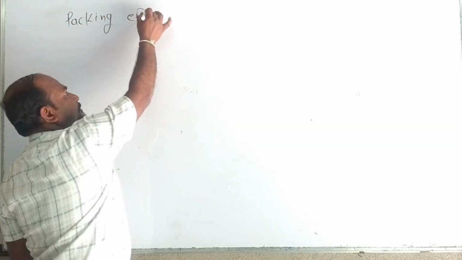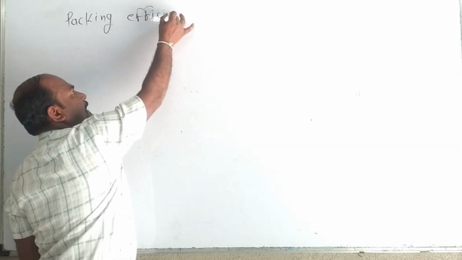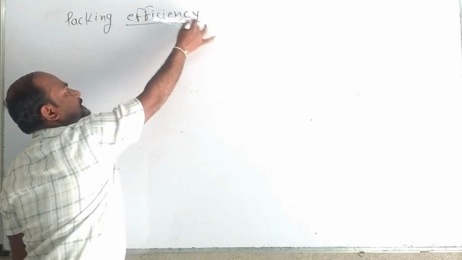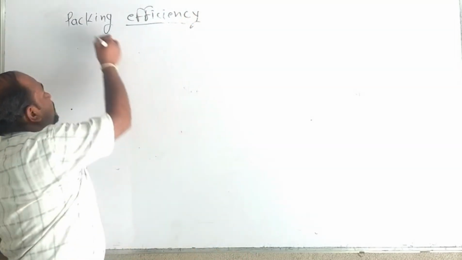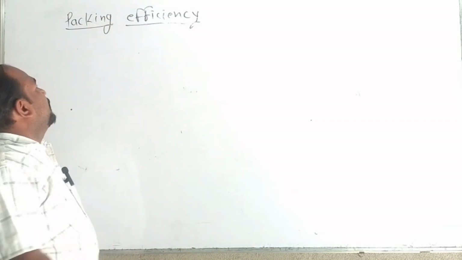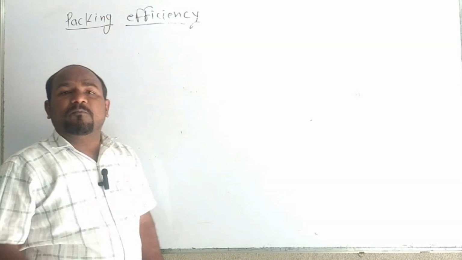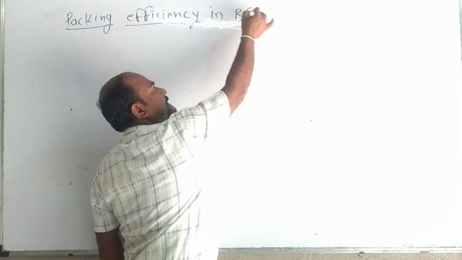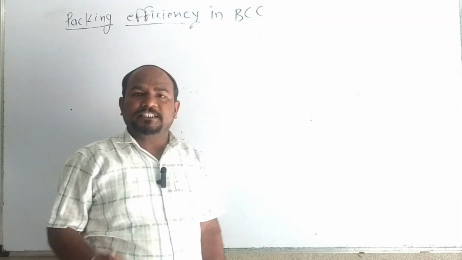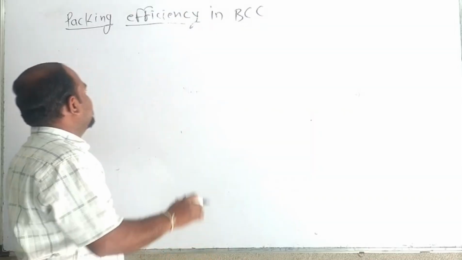We can say that packing efficiency is also called percentage efficiency of unit cell. So let us see percentage efficiency or packing efficiency in body centered unit cell. In which unit cell? BCC, which means body centered cell. Okay, so let us see.